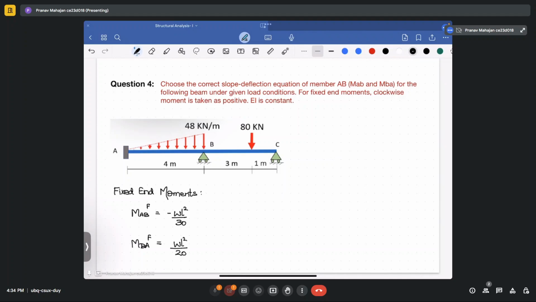Fine. So substitute the values. You will get minus 48 into 16 divided by 30, and 48 into 16 divided by 20. By this you will get the value as minus 25.6 kilonewton meter, and this value is equal to 38.4 kilonewton meter.